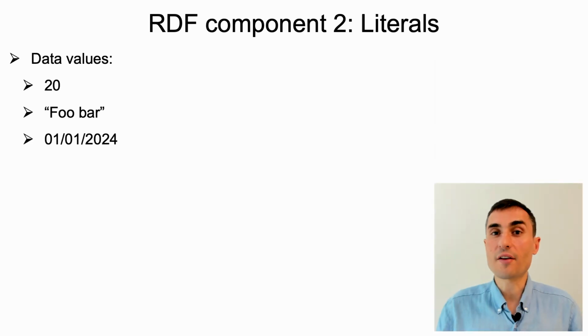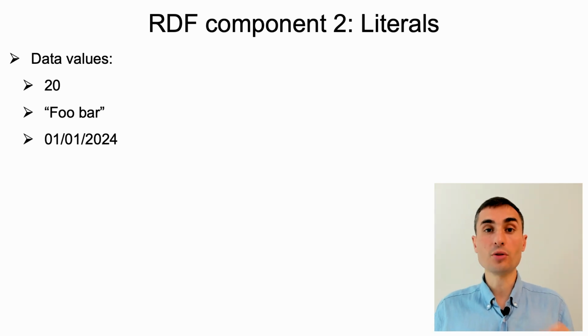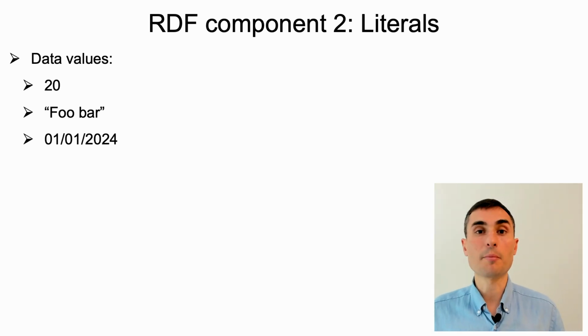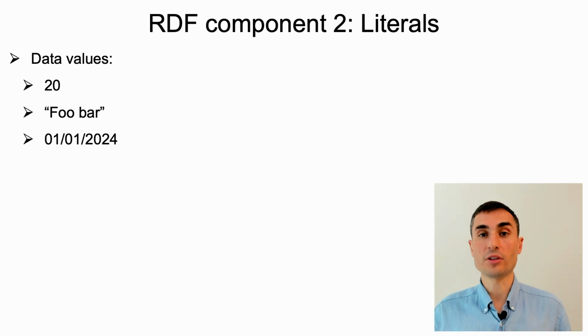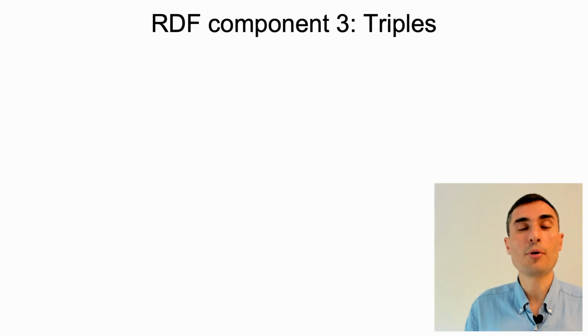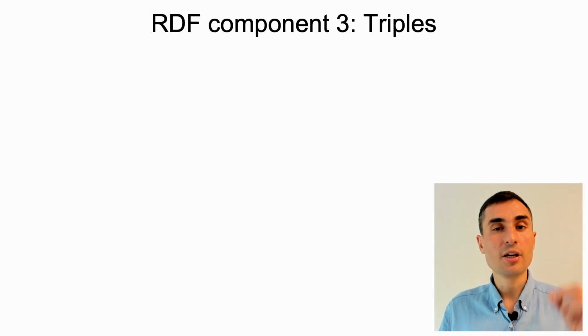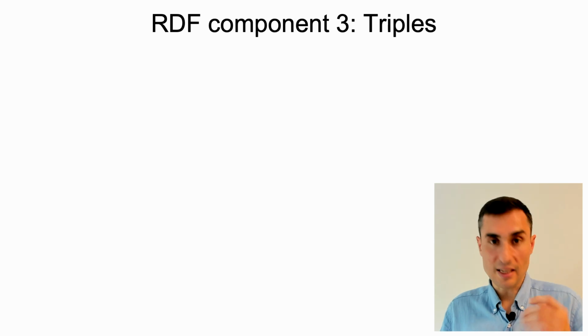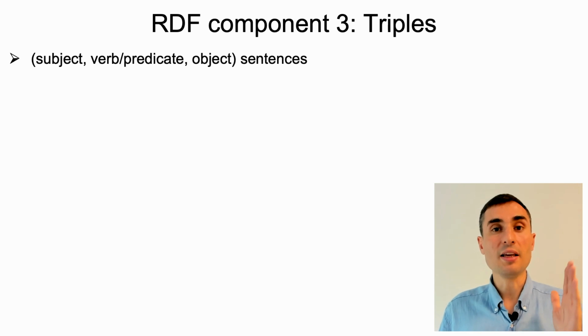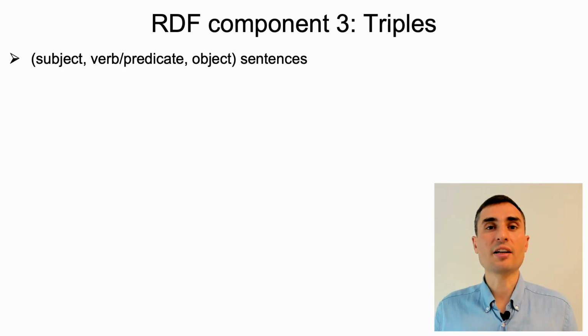The second component of RDF are literals. Literals are simply data values, so they're strings, integers, or dates that will be used to store the properties of resources. For example, the number 20, or the string foo bar, or the date 1st of January 2024 are all examples of literals. Let's next discuss the third component of RDF, namely triples, which is how you actually express information about your resources. In RDF, you express information through simple sentences, as if you're speaking in pure English. And further, using the most elementary sentence structure of English, namely subject, verb, and object. In RDF terminology, these sentences are referred to as subject, predicate, object triples, but predicates are really verbs.